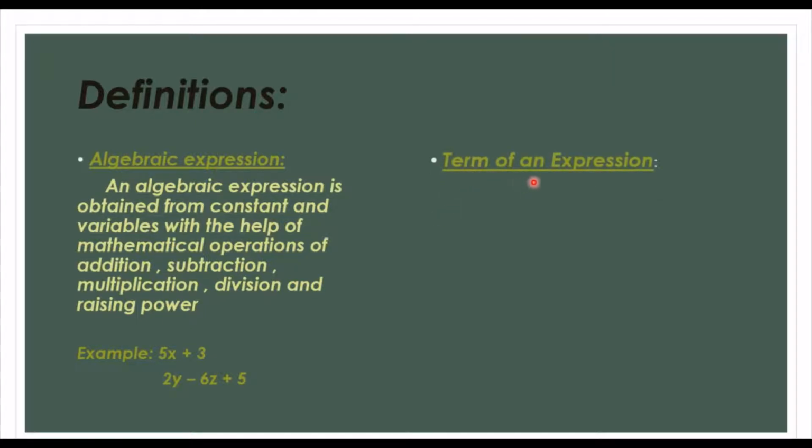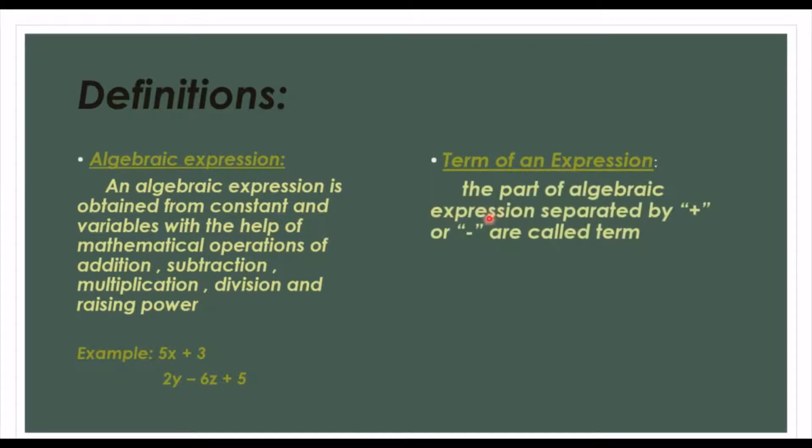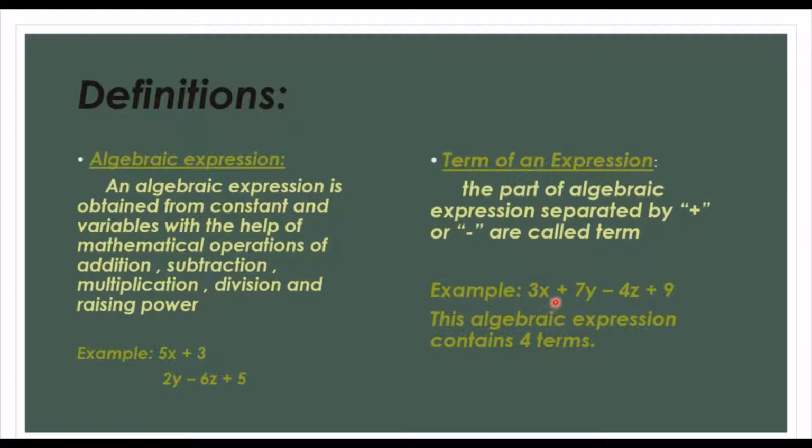Now what are terms of an expression? The parts of an algebraic expression separated by plus or minus signs are called terms. For example, 3x + 7y - 4z + 9. This algebraic expression contains 4 terms. The first one is 3x, the second one is 7y, the third one is 4z and the last one is 9. All these terms are separated by the signs of plus and minus.